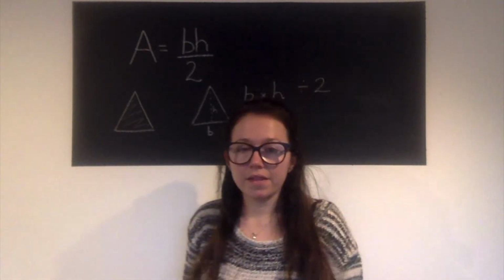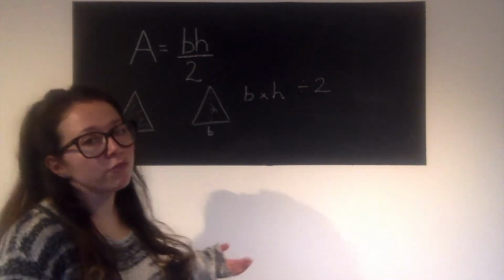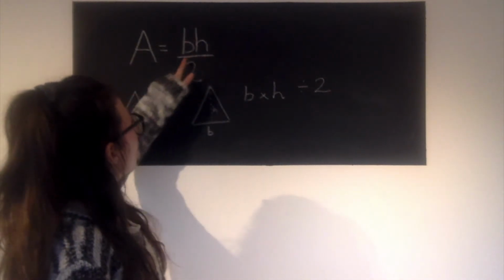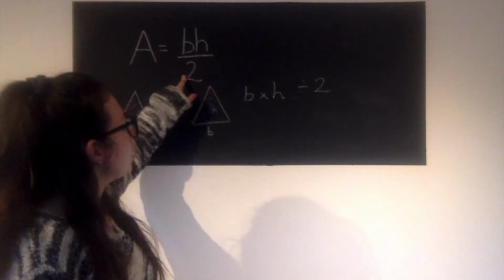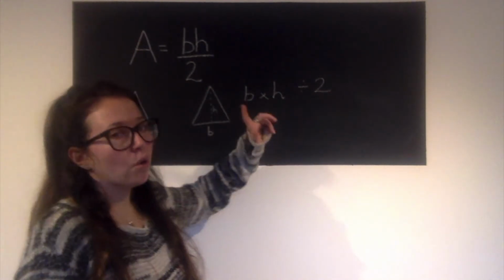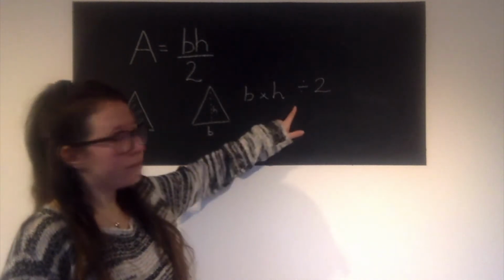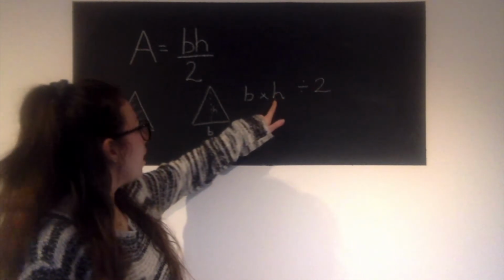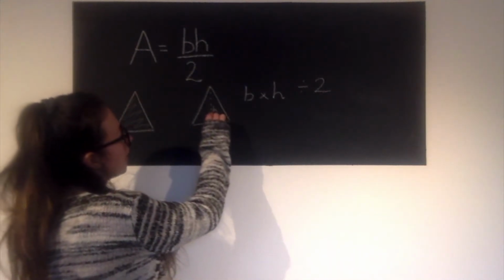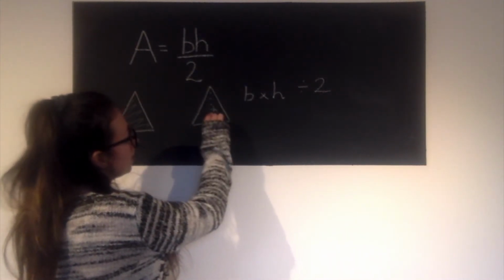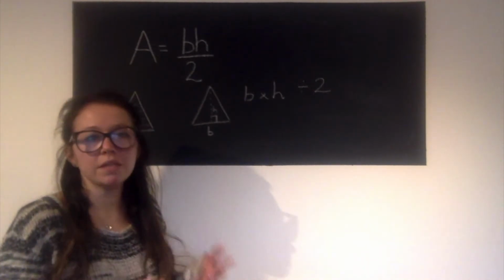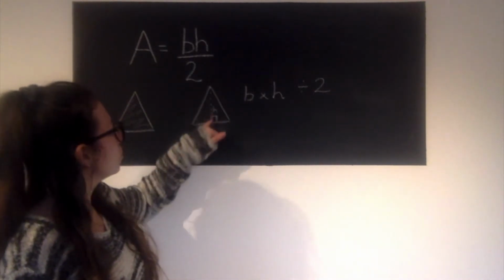We've been investigating the area of triangles, and the formula for that is the area equals BH over 2, and remember that just means base times height divided by 2. Also remember that we looked at how to find the height. The height is when the line from the base meets it at a 90-degree angle, and we call that perpendicular. So when two lines meet at a right angle, it's called perpendicular.